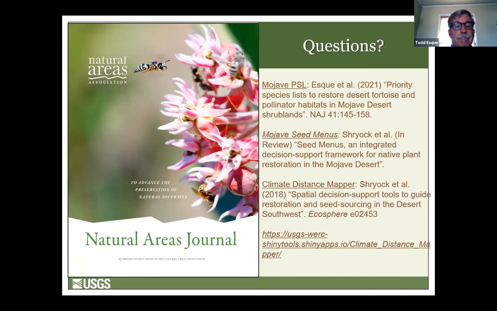So how will the web-based tools that incorporate the PSL account for climate change? Both of those tools have a component that incorporates future climates, and how those will affect, based on the climate space occupied by the species now, where will those climate envelopes be in the future? So it accounts for moving across the landscape.